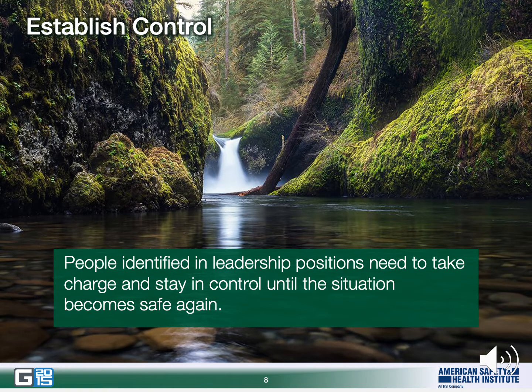So people identified in leadership positions need to take charge and stay in control until the situation becomes safe. So that means that if you decide to help and you take control of this person in this scene, then you need to let other people know what your expectations are for them, and how they can help you.